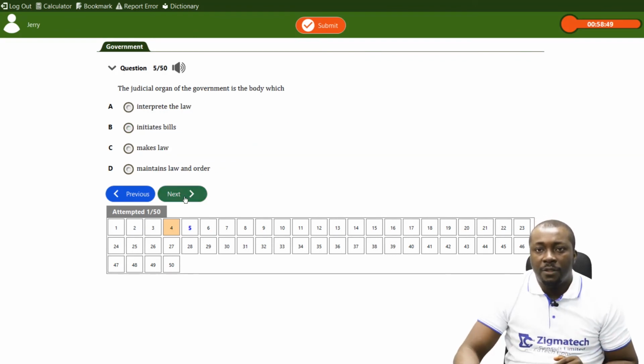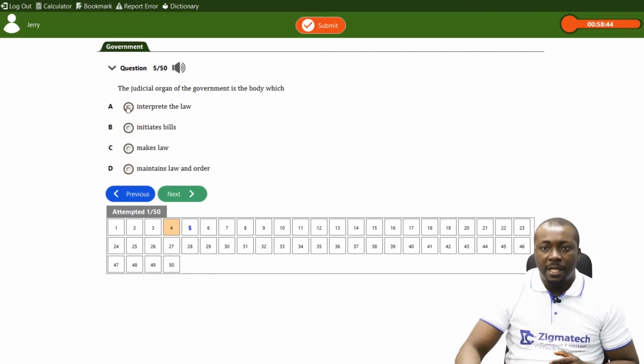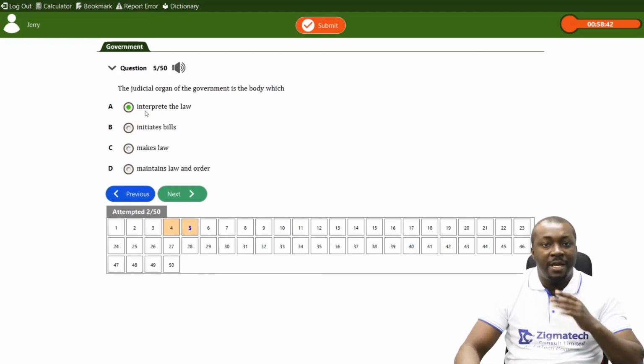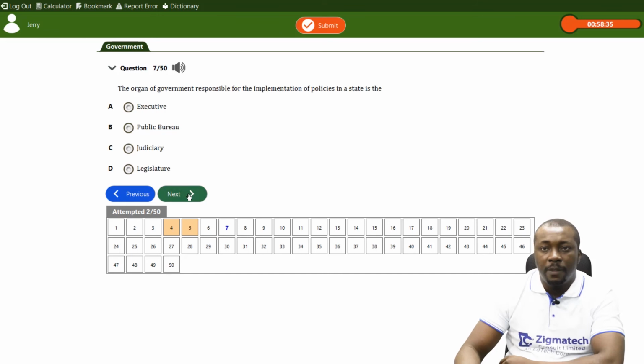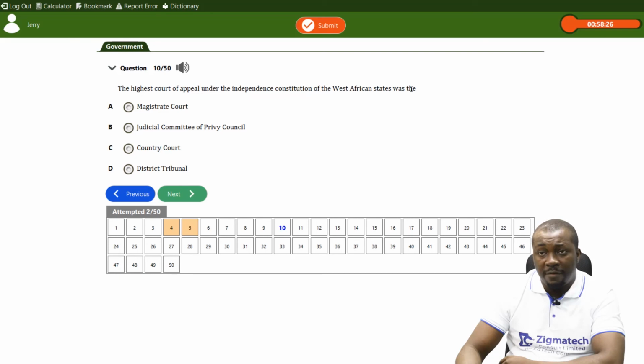Then let's look at another question. The judicial arm of government is the body which, A, interprets law. We say that this is the organ that interprets law. That's their primary function. Now, the highest court of appeal under the Independence Constitution of West Africa was, when we look at the Independence Constitution, you see that it was the Judicial Committee of the Privy Council. Let's look at one other question.